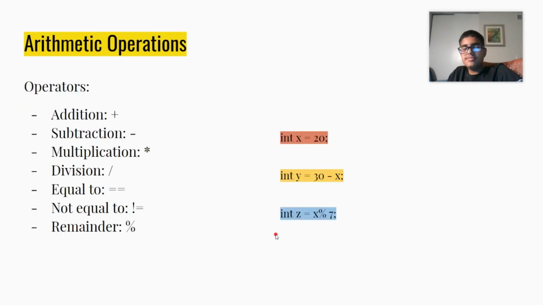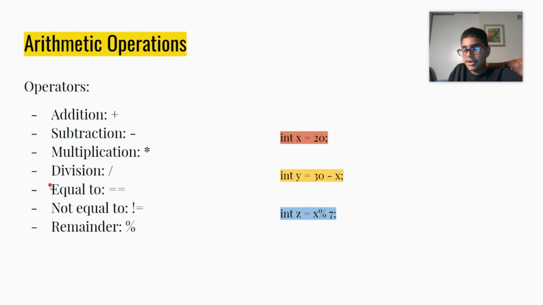Next, last but not least, we have arithmetic operations. So arithmetic operators are addition, which is a plus, subtraction, minus, multiplication, an asterisk, which can be located by doing shift 8, division, slash, equal to, double equal signs, not equal to, exclamation mark and equal sign. So these two are basically used when you do comparisons.